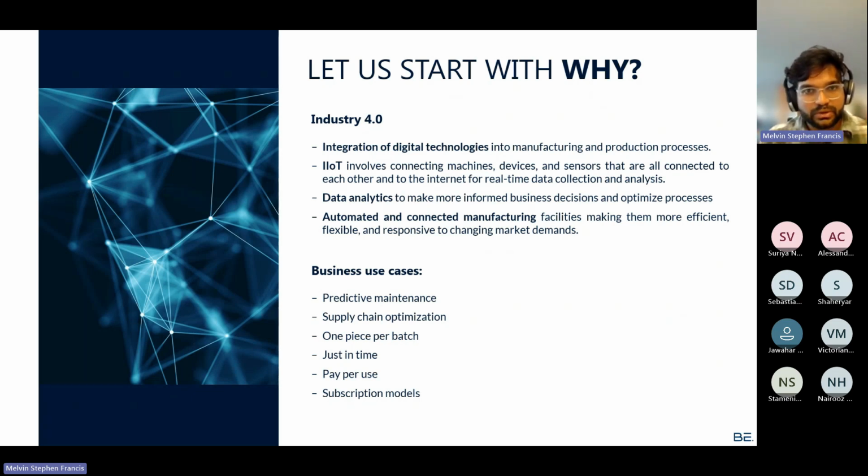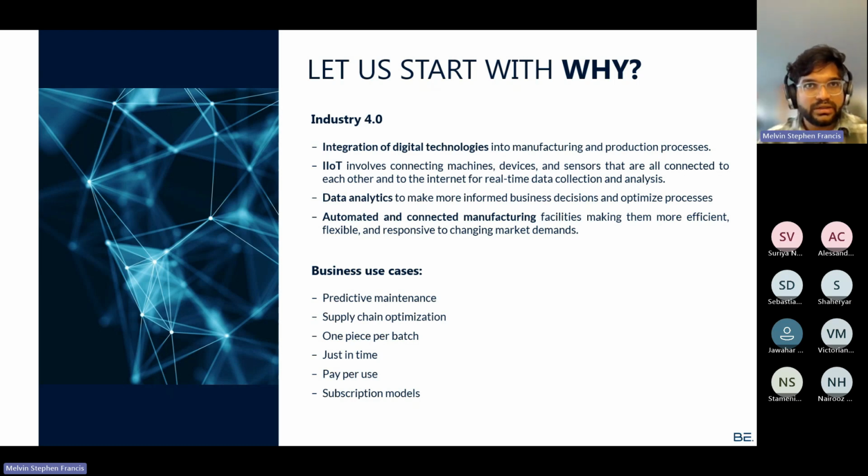So you might be a business owner, or if you are an engineer, you want to understand: okay, now I have all these points checked out, so what are the business use cases? They would be predictive maintenance, supply chain optimization, one piece per batch, just in time, pay per use models, and subscription models.